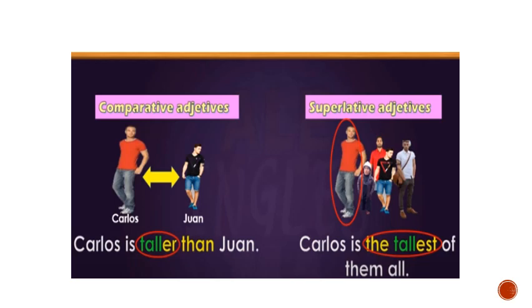Have a look at the photos. In the first one, we have Carlos and Juan. Carlos is taller than Juan.